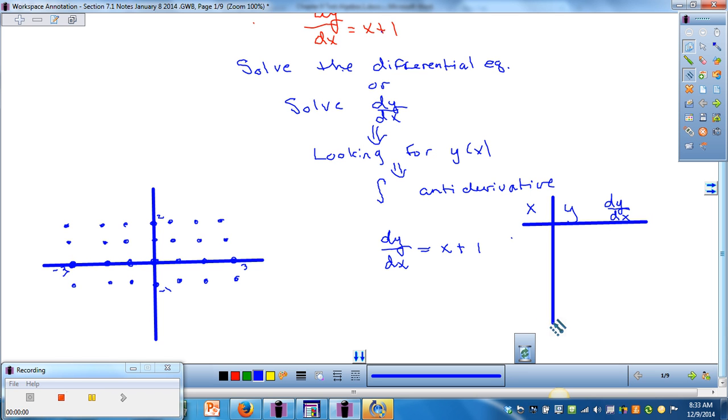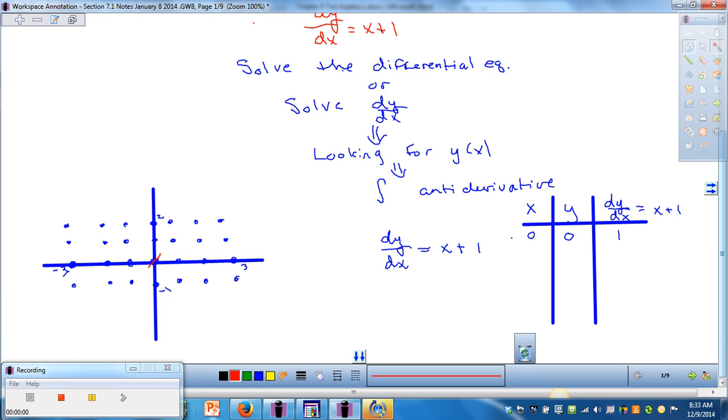Let's look at 0, 0. 0 in the x, 0 in the y, dy/dx equals x plus 1. You plug in the x and the y. In this case, there is no y in my differential equation, so we'll do 0 plus 1. What is my slope? It is 1. Then you come over to your grid, and at 0, you put a little tick mark with a slope of 1.